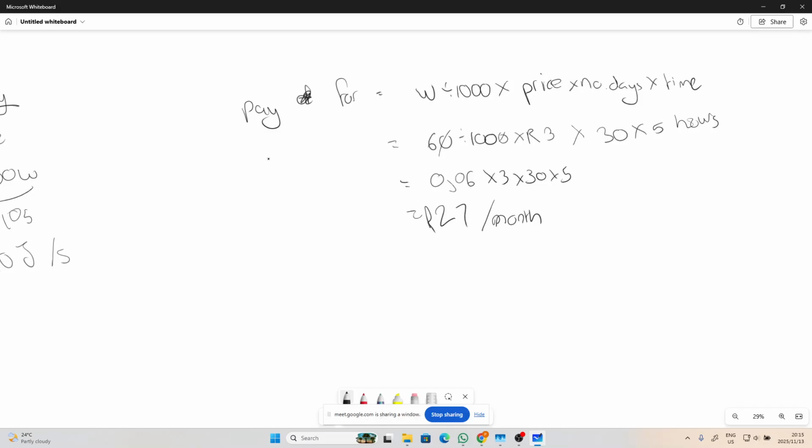Watts divided by 1,000 is equal to kilowatts. You don't need to know this. Kilowatt hours: it's the amount of energy used in an hour times how many hours you're using it times how many days you're using it for times the price of electricity. Simple. Generally your geyser uses most of your energy, so it's generally good to have a solar geyser because it cuts costs there.